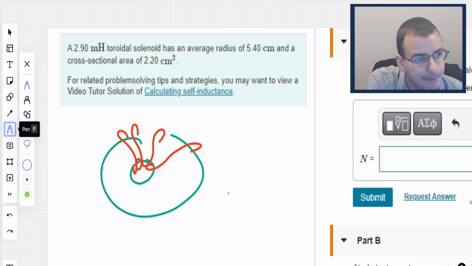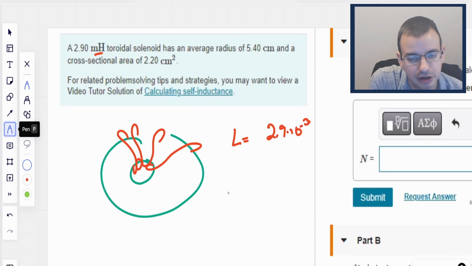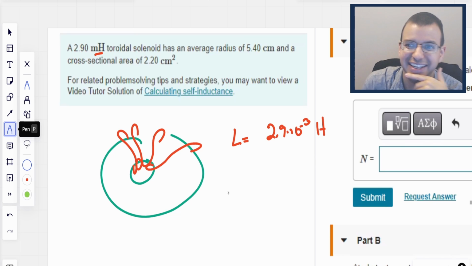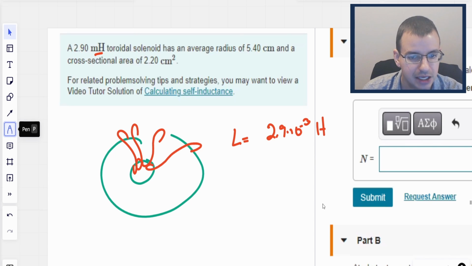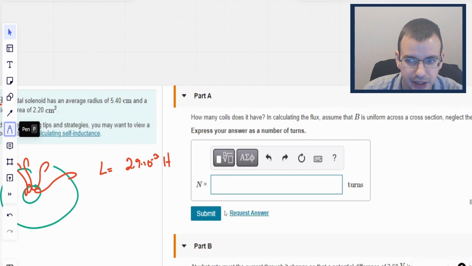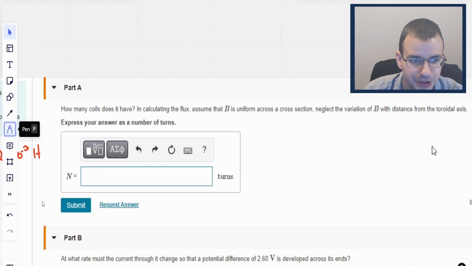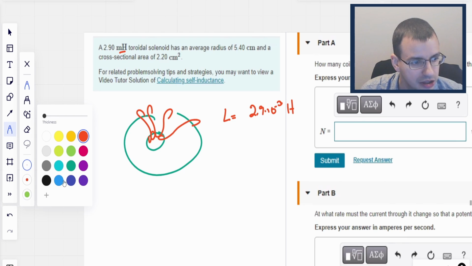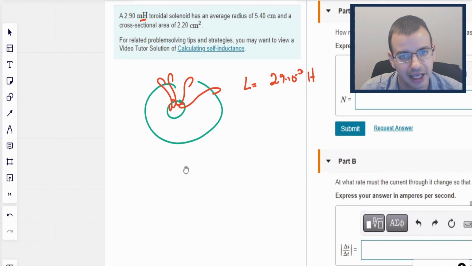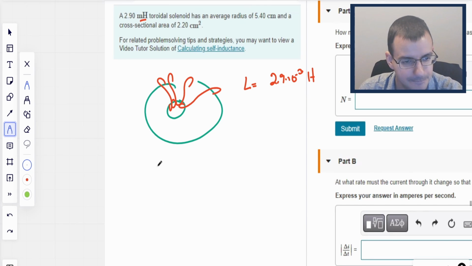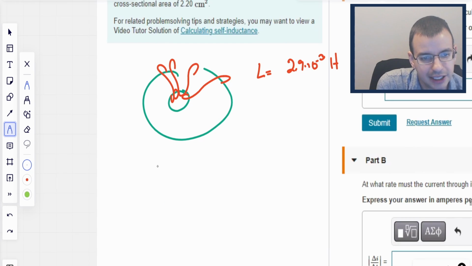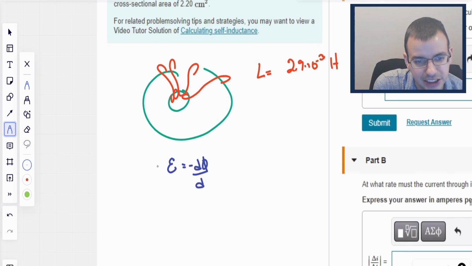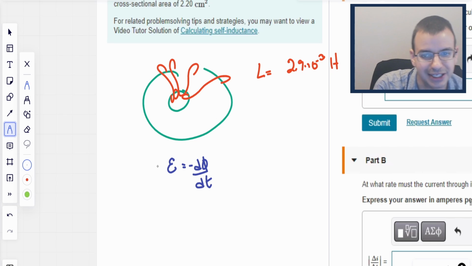They also talk about millihenries. So I'm going to say L is 2.9 times 10 to the negative third henries. That's the inductance, and the rest they want us to find. There's a lot going on here, so to start with, the induced EMF is negative d flux dt, the derivative of flux with respect to time.